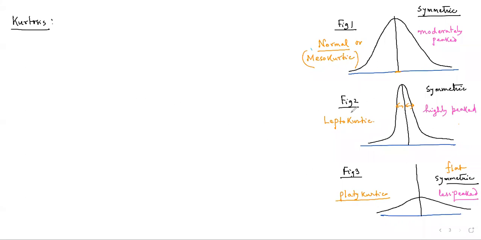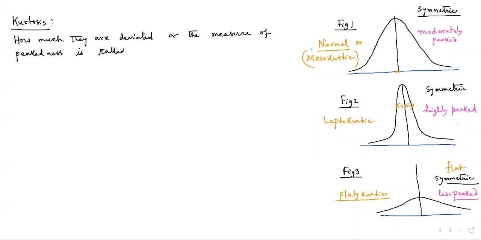And this is the measure of how much they are deviated, the measure of peakedness, which is called kurtosis. This also can be quantified by a given formula. The formula for measuring kurtosis is the following. The symbol is alpha 4, and we calculate the quantity mu 4 divided by standard deviation raised to the power 4.